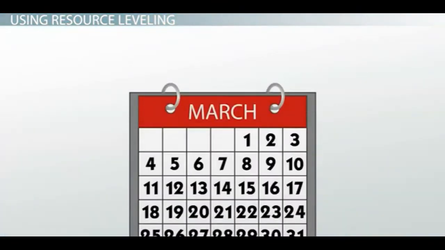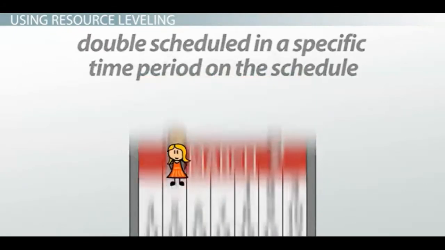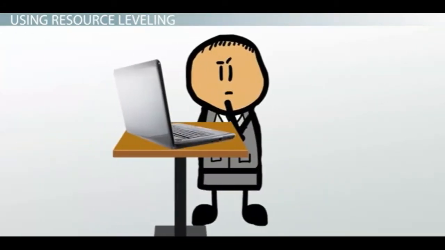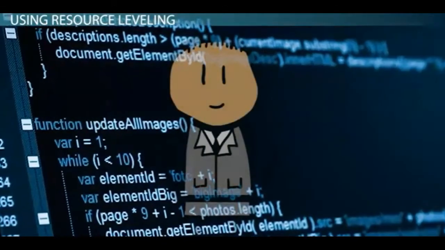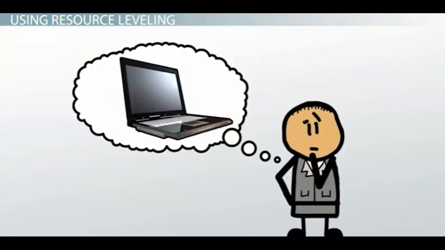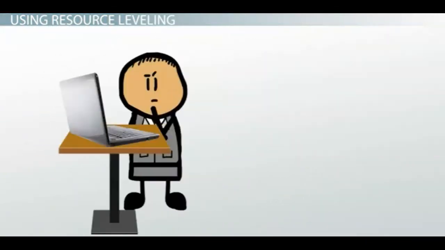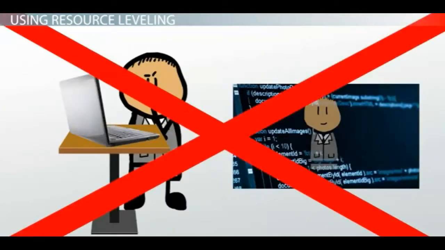You will ultimately find that some of your team members are double scheduled in a specific time period on the schedule. For example, team member Jordan is scheduled to design the user interface and the system backup code on your information technology project at the same time. Jordan is the only team member that has the knowledge and skills to perform these two activities, and obviously cannot do both successfully at the same time.